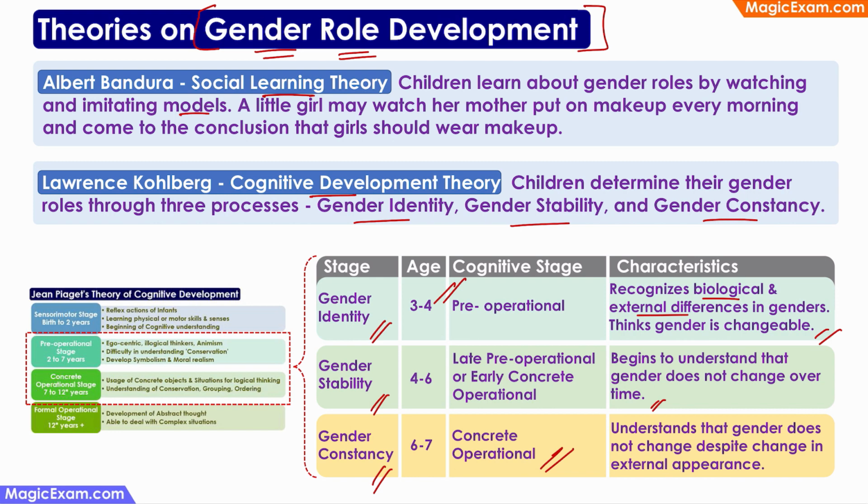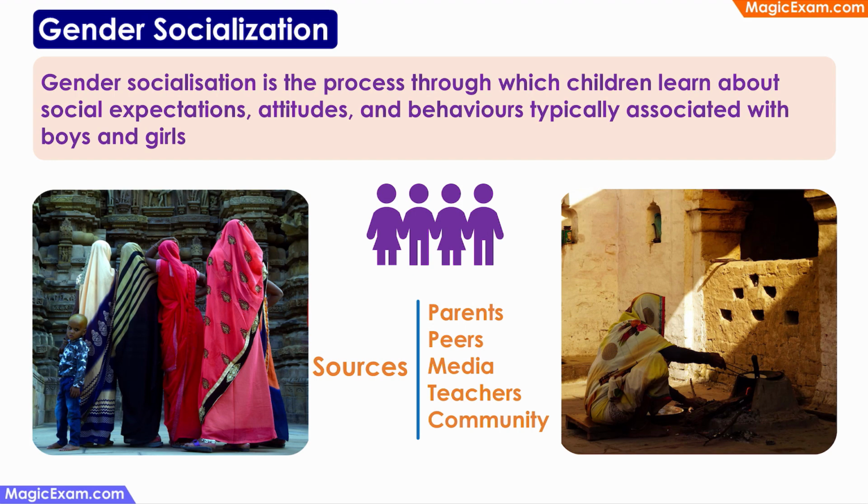So these are the 3 steps that Lawrence Kohlberg talks about. The next term that we'll talk about is gender socialization. Gender socialization is the process through which children learn about what the society expects from them because of their being a boy or a girl. That is, what is the attitude of the society towards boys and towards girls, and what are the behaviors that are expected from boys and girls or men and women in that society.